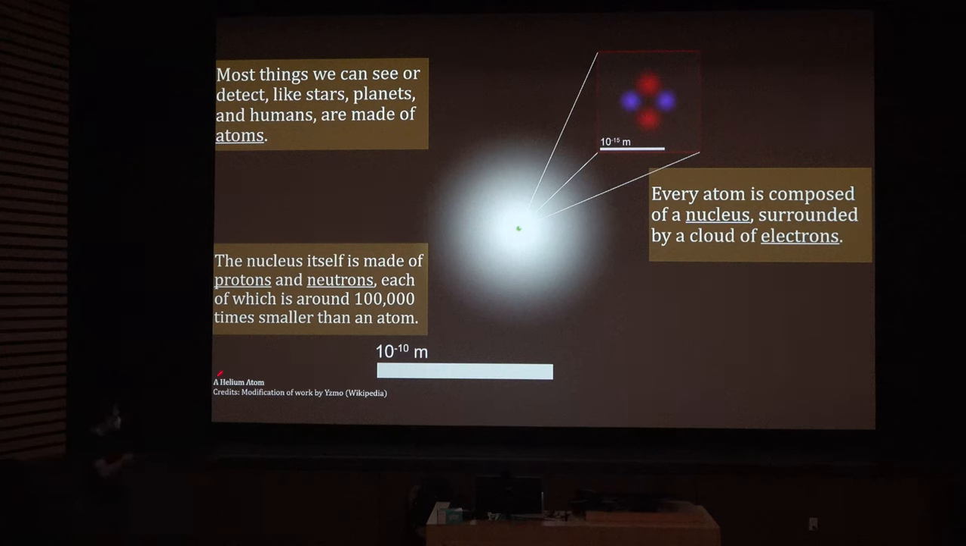So this is a helium atom. A helium atom has two protons and two neutrons. So you can see here the blue are the protons and the red are the neutrons. Or the other way around, I guess, it doesn't matter. You can also see here the scales. So the scale of the entire atom is 10 to the minus 10 meters. So that's 1 divided by 10 to the 10, or 0.0000000001 meters. And then the scale of the nucleus is 100,000 times smaller. 100,000 is 10 to the 5. So we get from 10 to the minus 10 down to 10 to the minus 15.